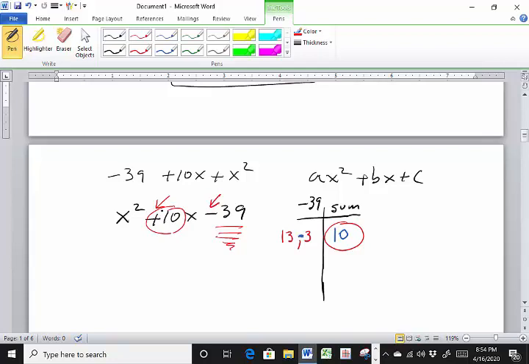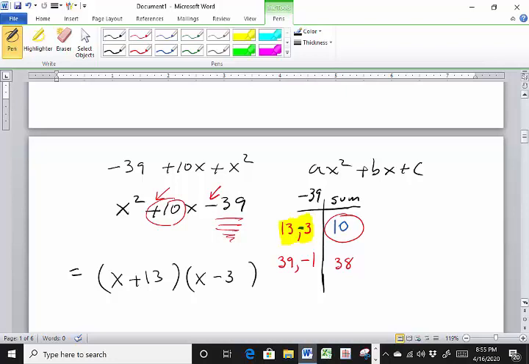And really, the only other option would have been 39 and negative 1, and that would have been a positive 38, and that doesn't work, right? So this is going to be our result, or actually two values in our result. So this factored is going to be our two binomials, and that's going to be x plus 13 and x minus 3. Okay?